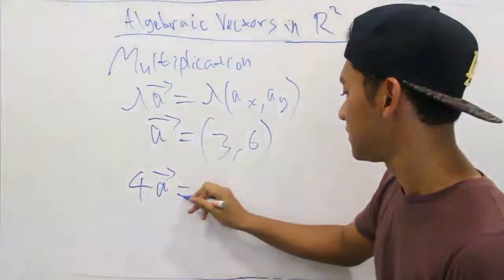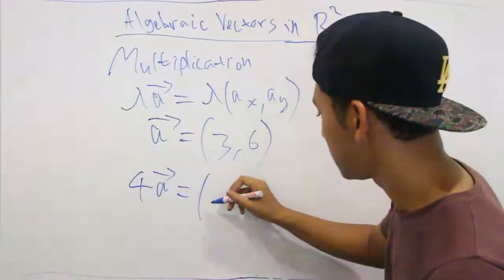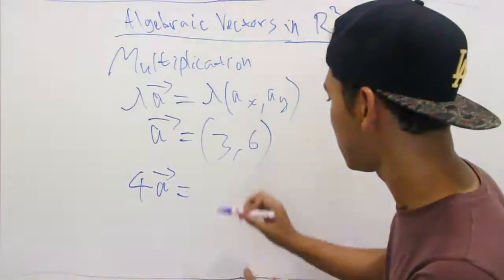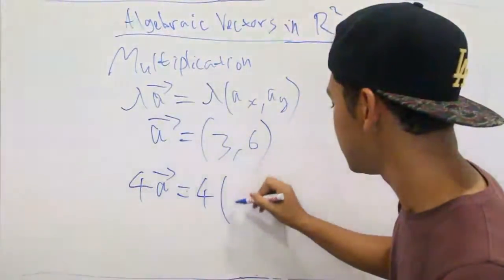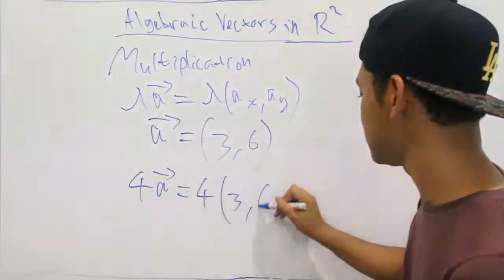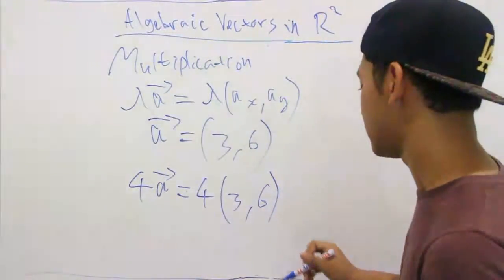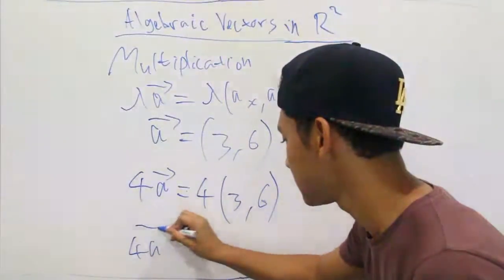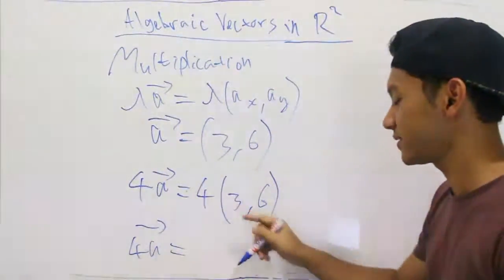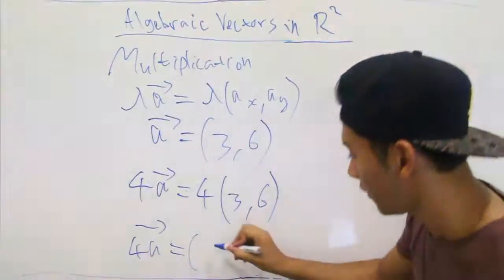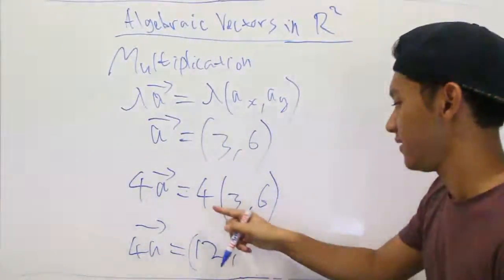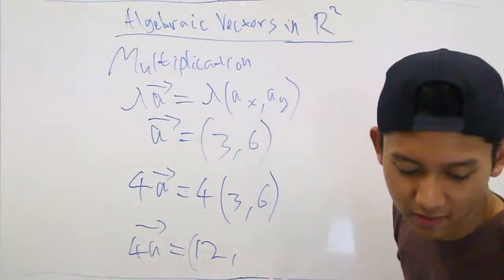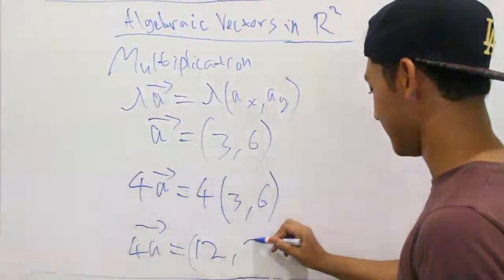4A. So that means 4 times 3 and 6. Okay. So 4A is equal to 4 times 3 is 12, and 4 times 6 is 24.